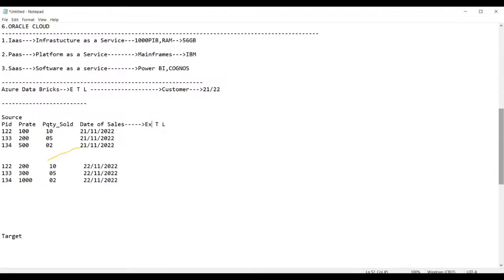ETL stands for extraction. Let us see how the extraction is done here. The first process of extraction is where you have to pick up the data. Do we require the product ID to find out the net sales amount of the day? Do you require the product ID, guys?